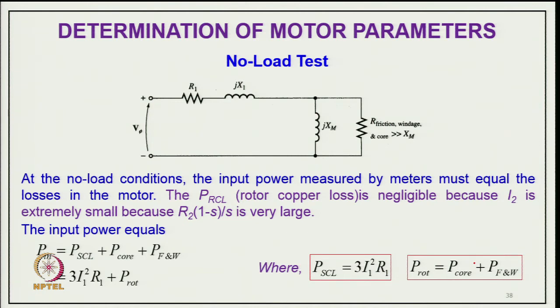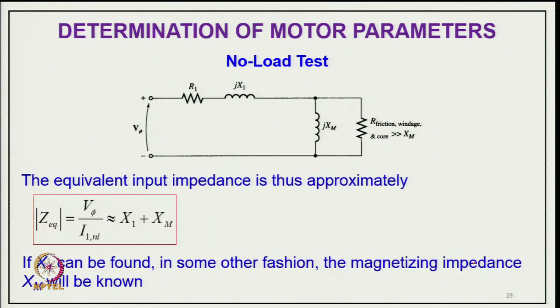So, we can say at the no load condition, the input measured power must be the losses in the motor. The rotor copper loss P_RCL is negligible, because I2 is extremely small, because R2 (1 minus S)/S is very large. The input power will be P input equals P_SCL plus P core plus P friction windage. So, we can call this 3 I1 square R1 plus P rotational losses, where P_SCL is 3 I1 square R1, and P rotational will be P core plus P friction windage losses.